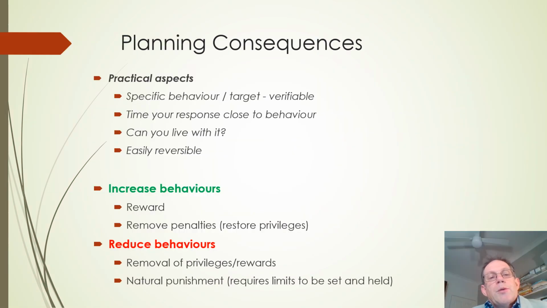So in planning consequences, here are a few practical tips. The behaviour you're trying to target should be verifiable. So whether or not someone's used drugs may be hard to verify unless you have urine drug testing. That is available at some cost, but that could be used. But something like attendance at a group can be verified. When you respond, you should respond as soon as possible after the behaviour, which brings the most reinforcement or discouragement, depending on what you're using.